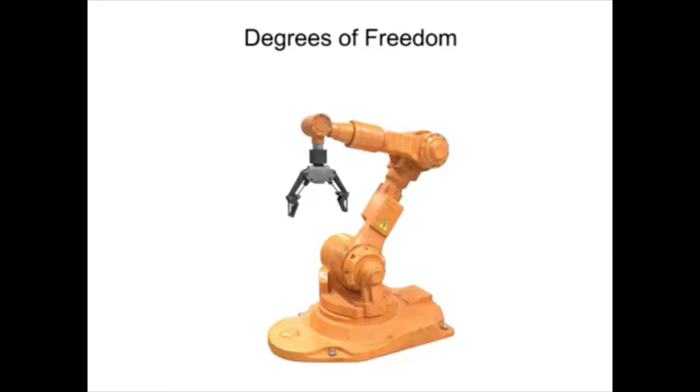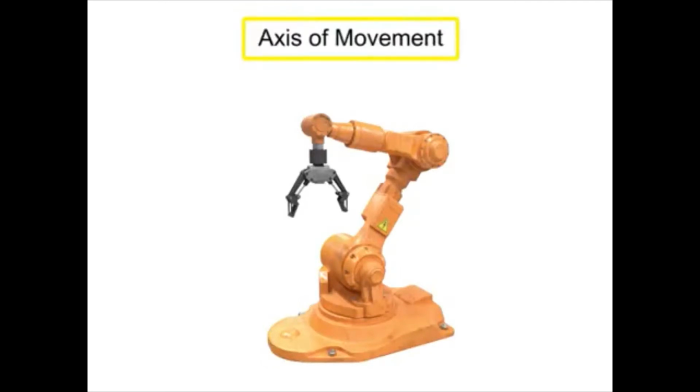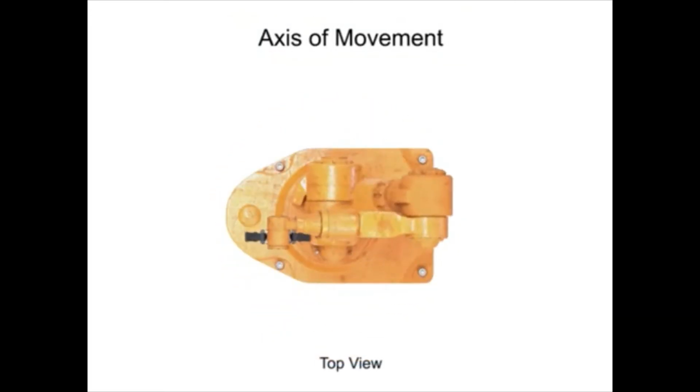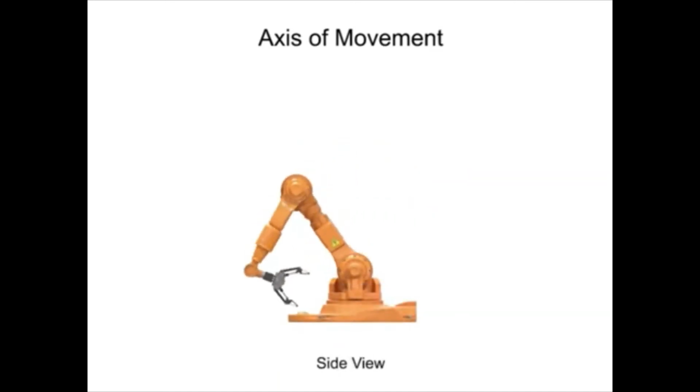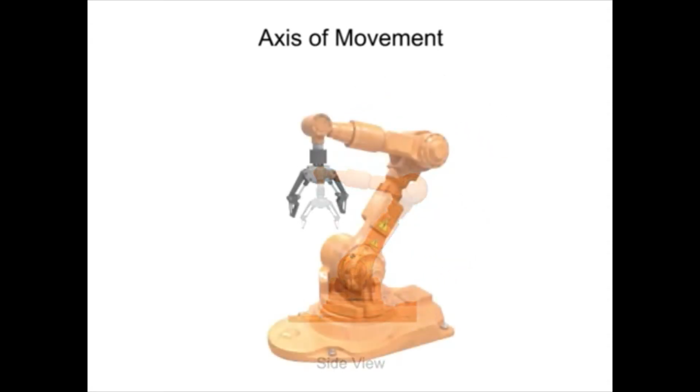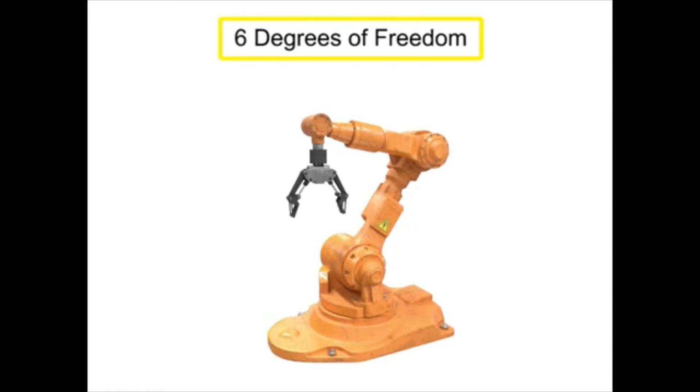Robots come in all different shapes and sizes, but are frequently classed by their degrees of freedom. Each direction of movement on the robot is considered an axis of movement. This robot rotates at the waist, bends forward and back at the shoulder, and moves vertically at the elbow. Each single movement axis is equal to 1 degree of freedom.